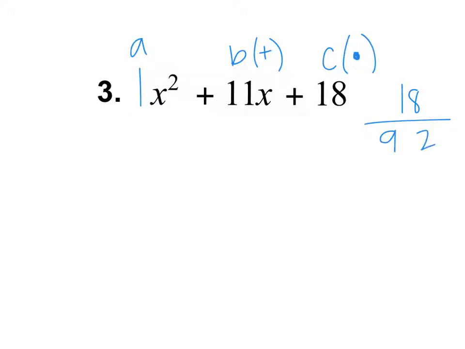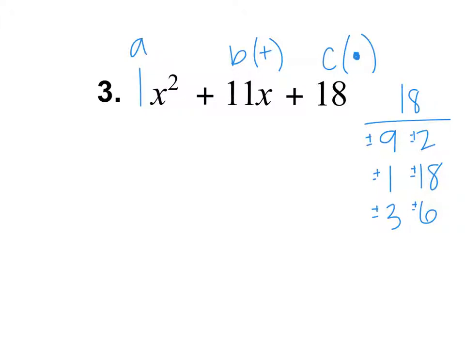9 and 2. 1 and 18. Okay, anybody think of any more? 3 and 6. 3 and 6. All right, and then of course we have the negatives of all of them. I'm going to put plus or minus to make it easier. All right, plus or minus.